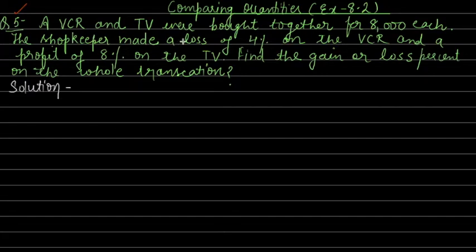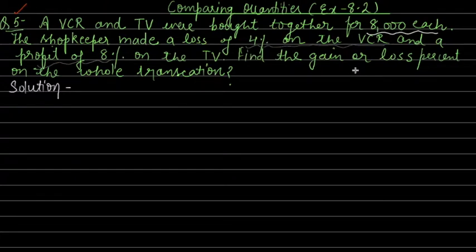A VCR and TV were bought together for 8,000 each. Means the cost of VCR was 8,000 and the cost of TV was also 8,000 rupees. CP of VCR and CP of TV is 8,000 rupees. Shopkeeper made a loss of 4% on the VCR and a profit of 8% on the TV. Find the gain or loss percent on the whole transaction.